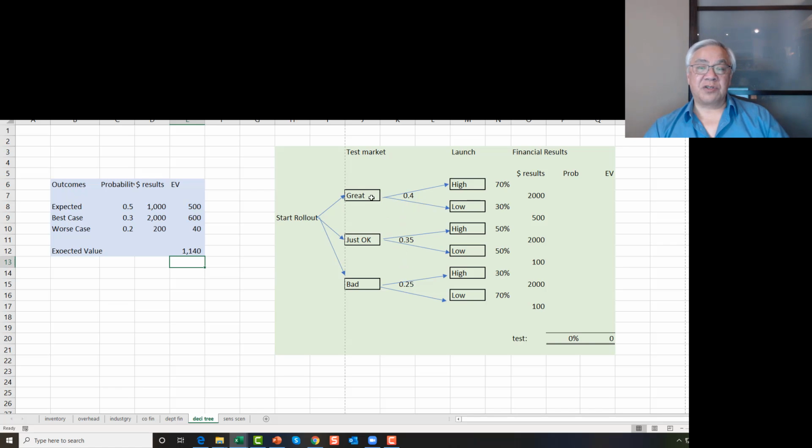Okay, fine. If it goes great and now you've got the test market results and now you launch, what are the likely outcomes there? Well, it could go well, and it's pretty certain because the test went well, our planning was fantastic. So there's about a 70% chance of this group that it'll be really good. Yeah, we never know, so 30% won't be so good. And we do the same for the just okay branch and the bad branch. And we get these endpoints: great test, high launch; great test, low launch. So each of these numbers comprises a certain scenario.